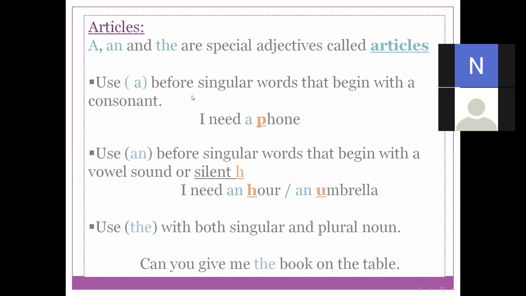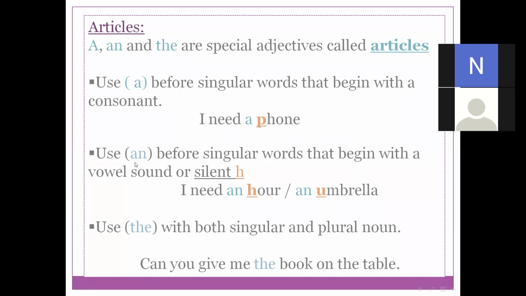Use a before singular words that begin with a consonant. When do we use a? When do we use an? And when do we use the? We use a, like a girl, when we have a singular noun. Not only a singular noun, but when the first letter of the singular noun is what? A consonant. Let's see this example. I need a phone. I told you we use a with a singular noun, and this noun must start with a consonant. Look, P is a consonant. I need a phone.